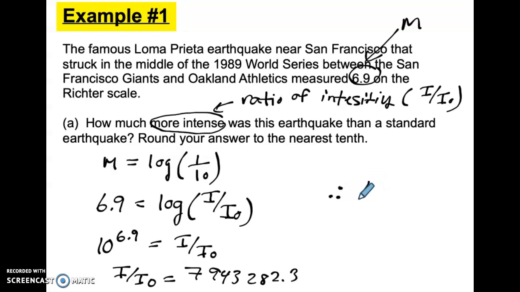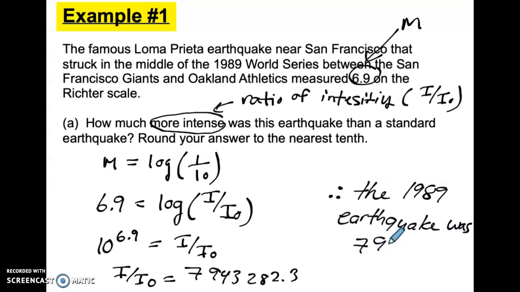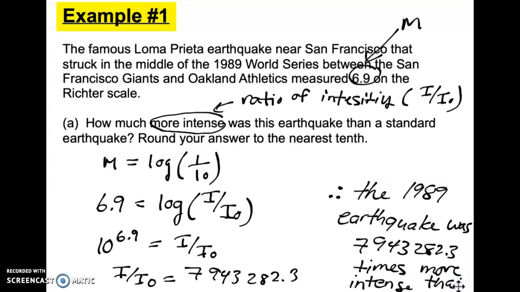And therefore, the 1989 earthquake was 794,382.3 times more intense than the standard quake.